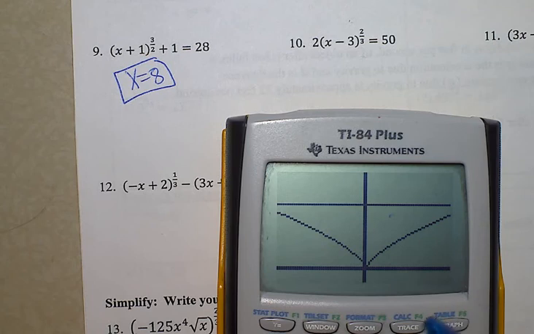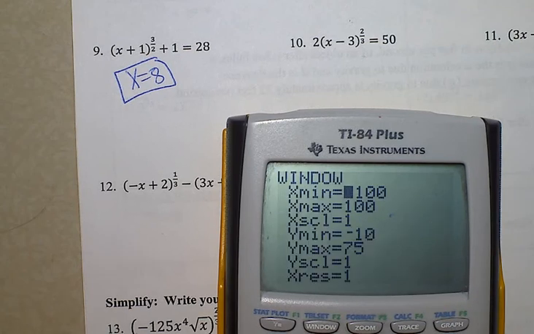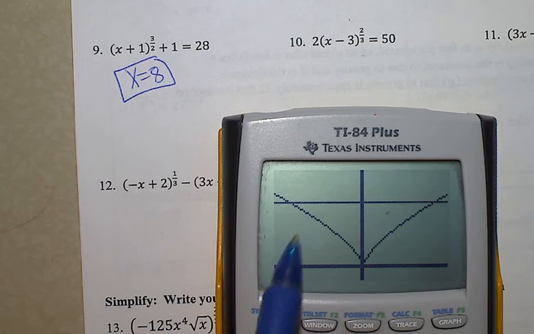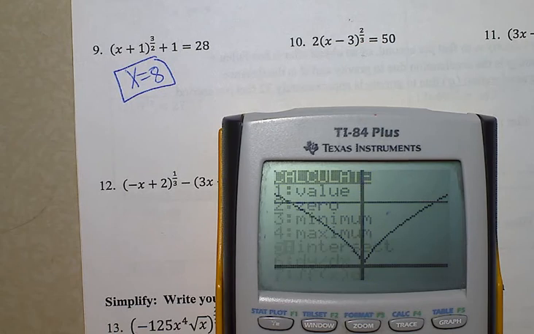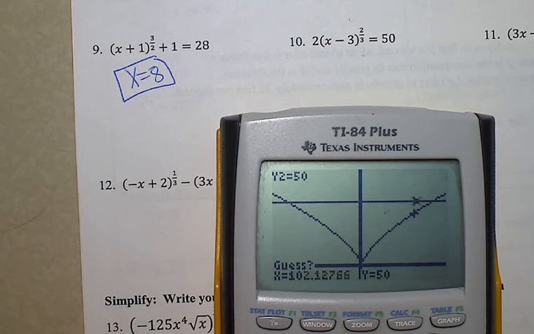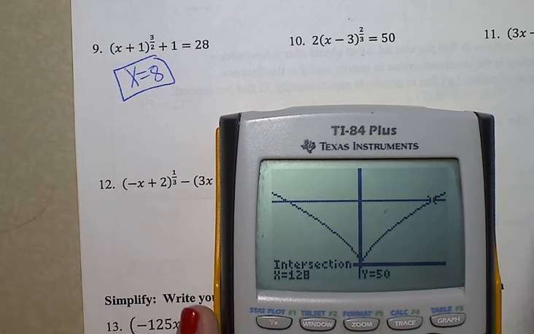So I'm going to go a little further in both directions. Let's say 150 in both directions. Okay, there we go, so I'm seeing both of these. Let's find those answers. Second trace, intersect. First curve, second curve, and go to the top. So one answer is 128.